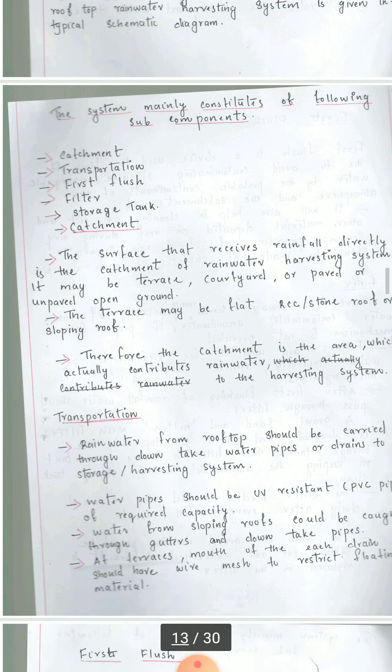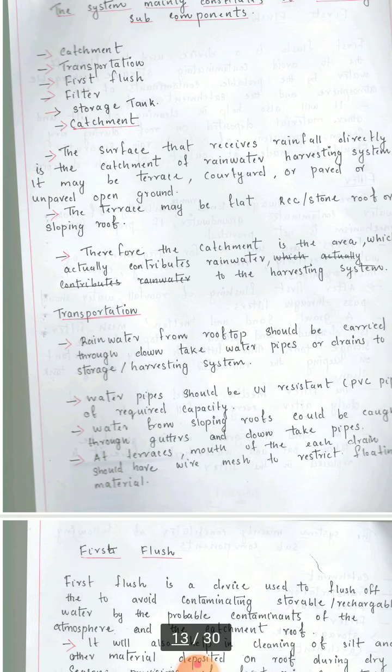Next we look at the components of rooftop harvesting. That is, if we want to harvest the water using the rooftop technique, what are the components which we require? The system mainly constitutes the following sub-components. First is catchment, second is transportation, third is first flush, fourth is filter, and the last one is storage tank. So these are the 5 different components which are required for the rooftop harvesting technique. So we will see what these are in brief. First one is catchment. The surface that receives rainfall directly is the catchment of the rainwater harvesting system.